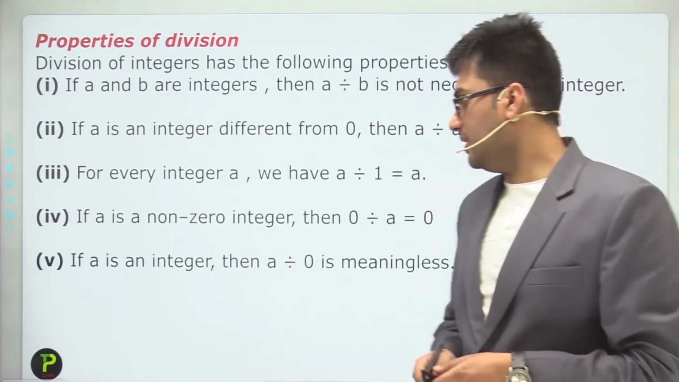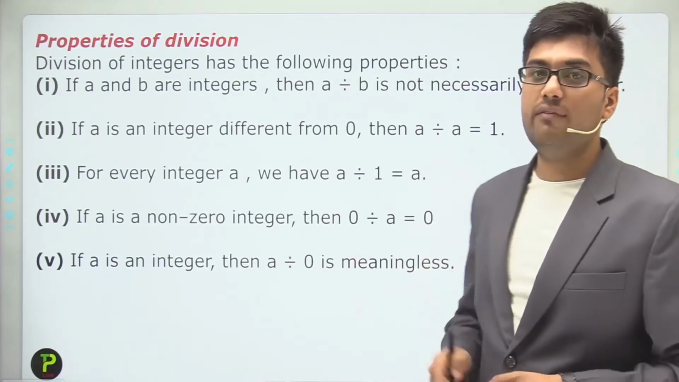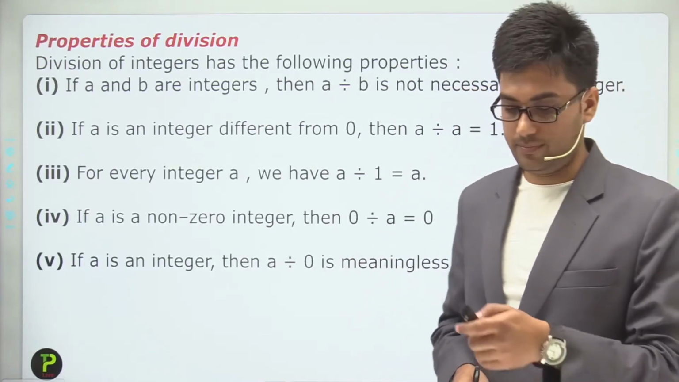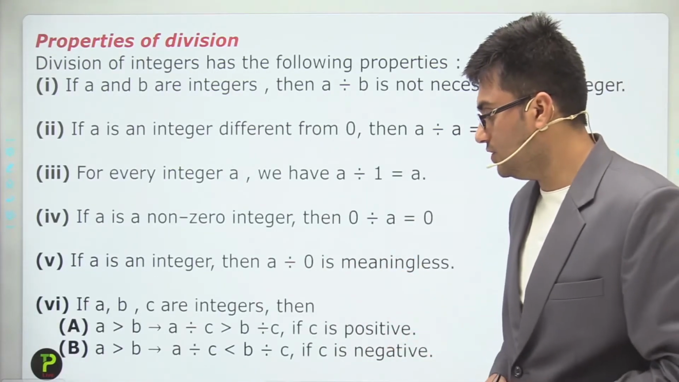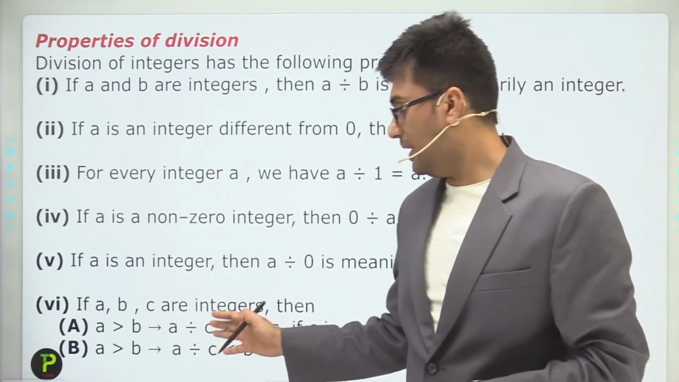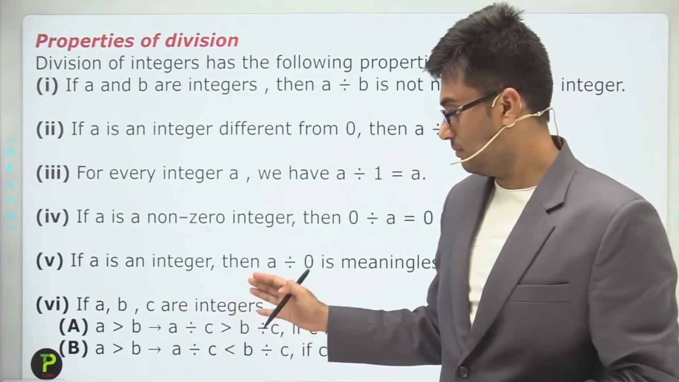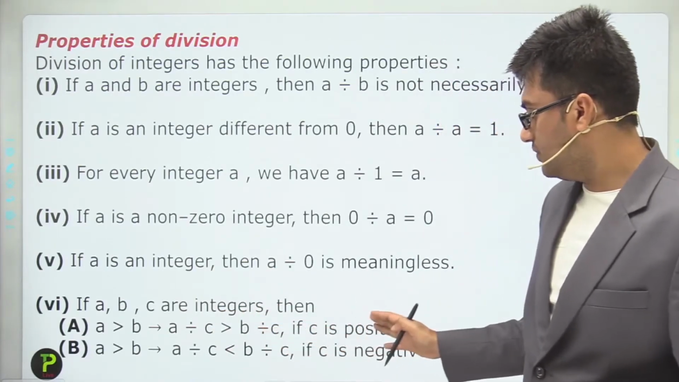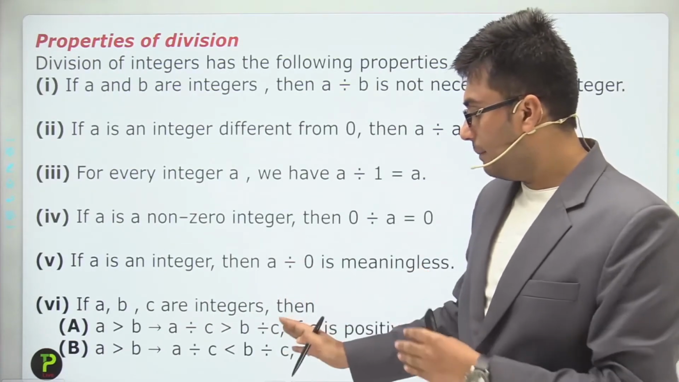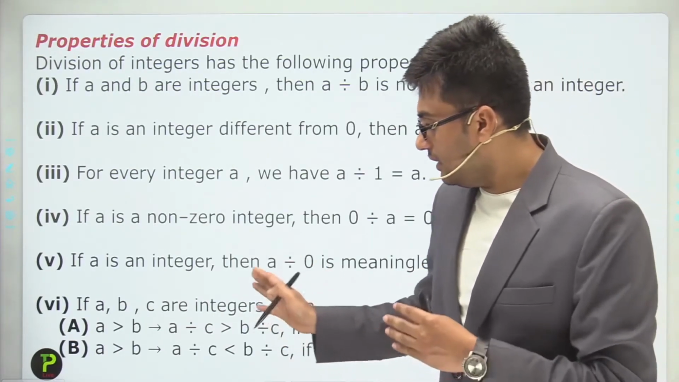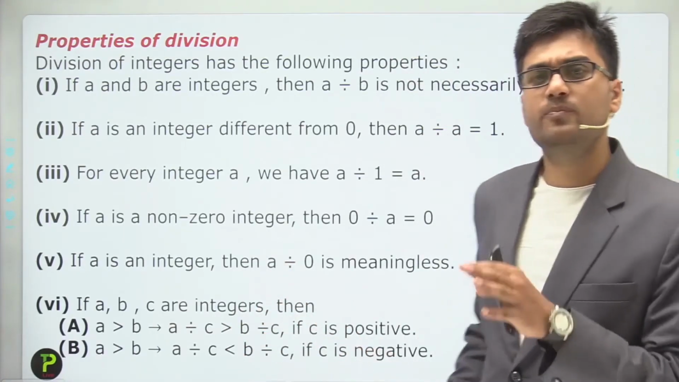Now the next: if a is an integer, then a divided by 0 is meaningless. We cannot divide any integer by 0. And the next, students: if a and b are integers with a greater than b, and we divide both integers by a constant number c, if c is positive, then a divided by c is also greater than b divided by c, and if c is negative, then a divided by c is less than b divided by c.